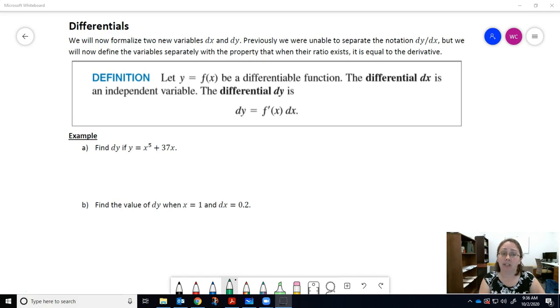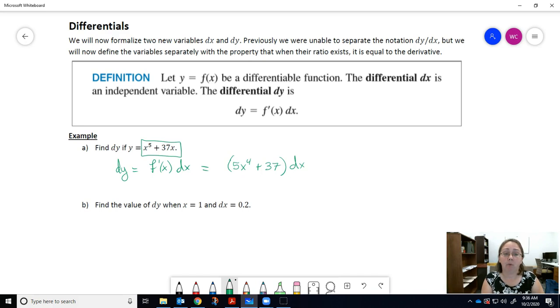So if I were to ask you to find dy for this equation here, what would we do? Well, it tells us dy is equal to the derivative times dx. So we've got to take the derivative of this function. So let's do it. What's the derivative of x to the fifth? Hopefully you've got 5x to the fourth plus the derivative of 37x, that would be 37. Notice I'm putting this in parentheses and then putting the dx, because in the notation it's the entire derivative times dx. So it's the entire derivative in parentheses, then dx. And that's it. That's your dy. So dy is defined to be the derivative of the function times the differential dx.